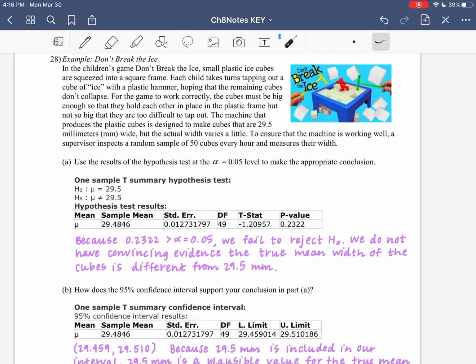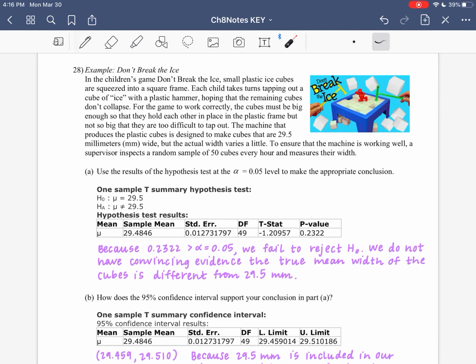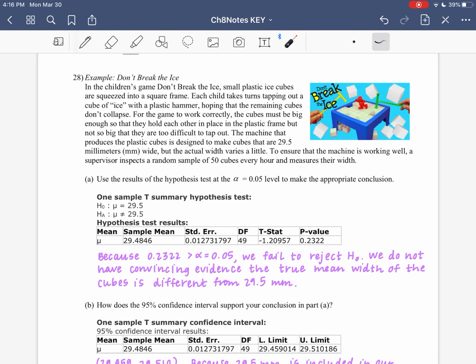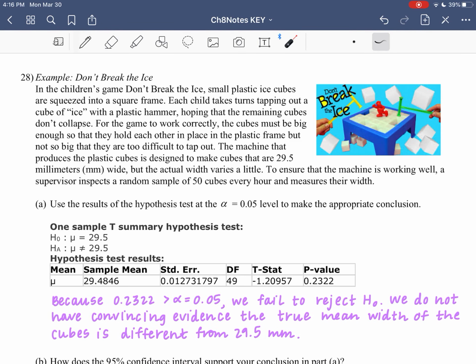So here's our first example. This one here is giving us some computer output. So we'll talk about what this table here means as well as this table here in just a moment. But let's talk about the context first.